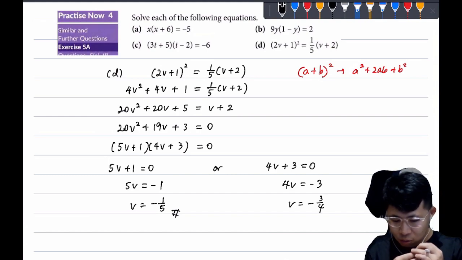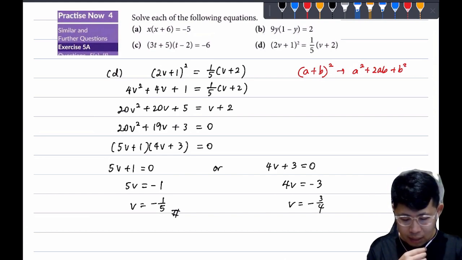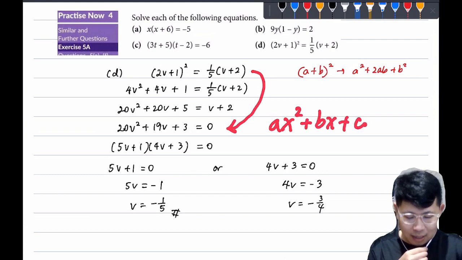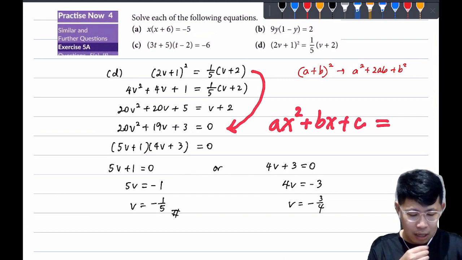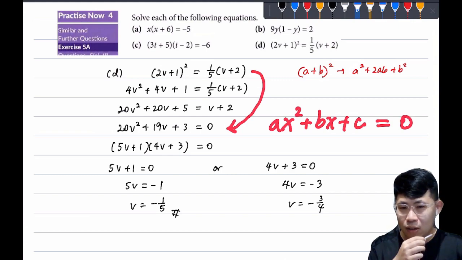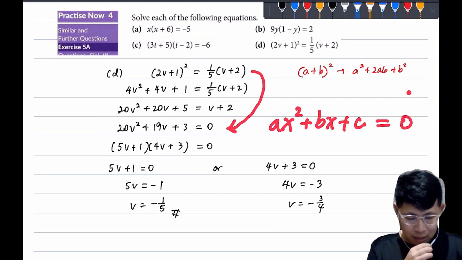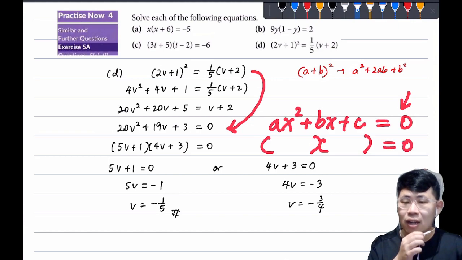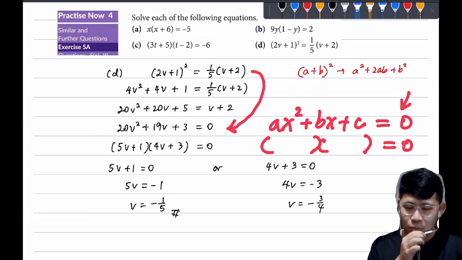So once again, don't forget, our goal of the day is to make it be in this form first, where it is in ax squared plus bx plus c, a generic quadratic equation, equals 0 on the right-hand side. And once you make one side 0, you can proceed to factorize the side with the quadratic equation and solve from there. So it will be first factor equals 0, second factor equals 0, using the zero product property.